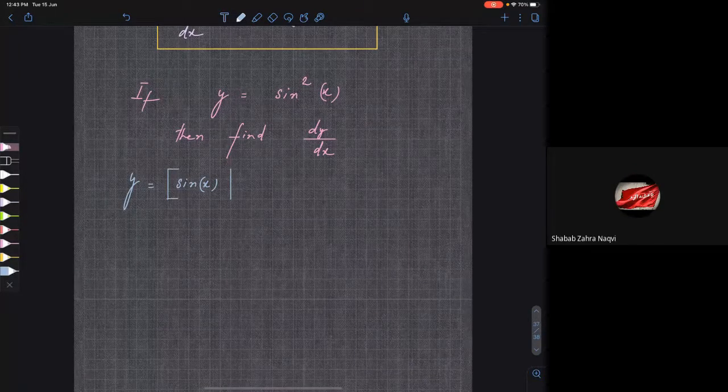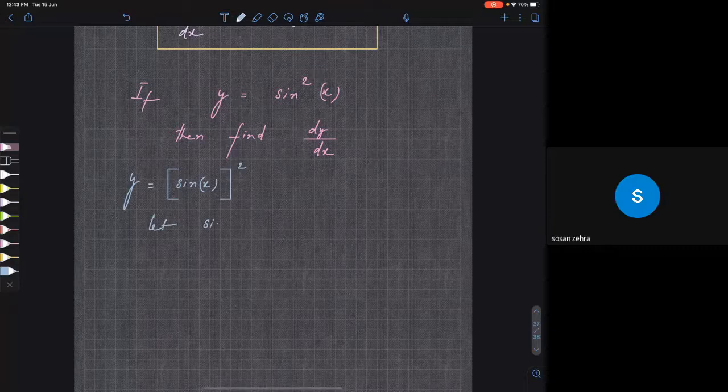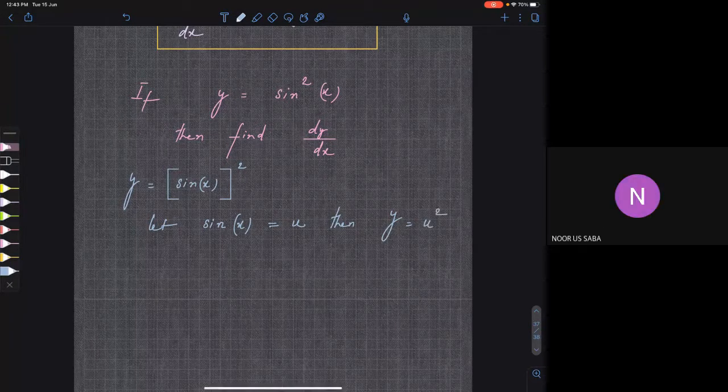Now you tell me what to do. Let sin x equal u. If sin x equals u, then y equals u square. Agreed?